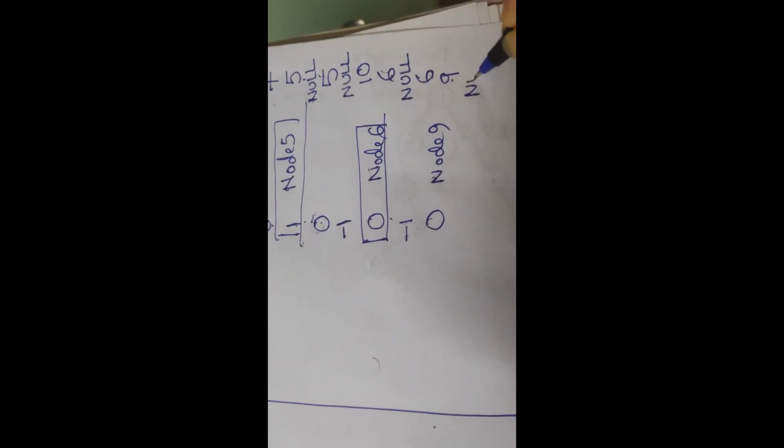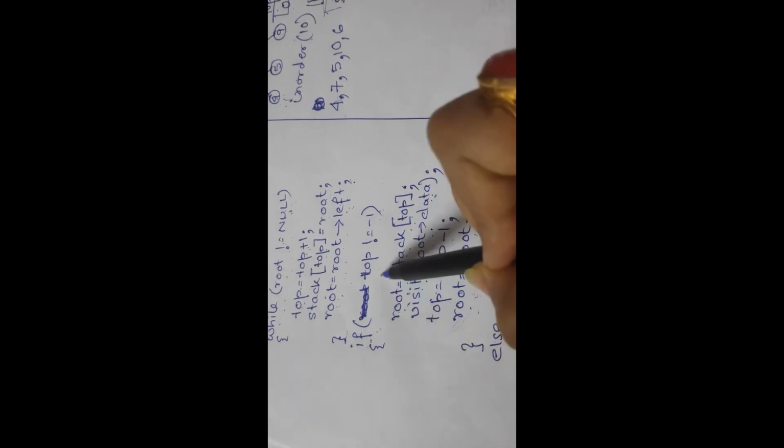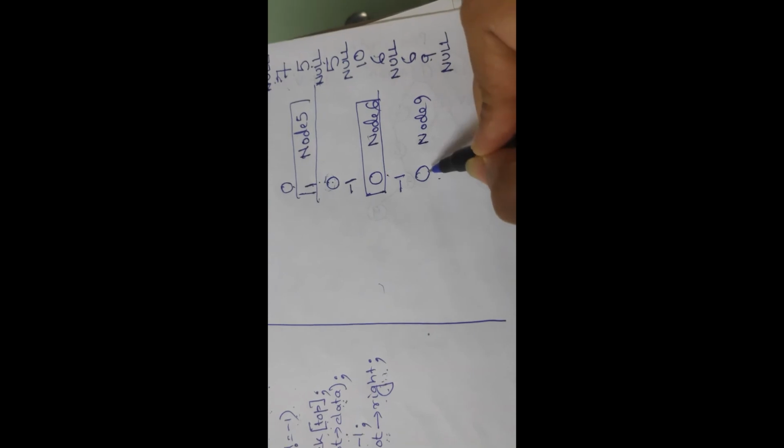Now what is there on the left hand side of 9? Left hand side of 9 is null. So null is the new root. So again we go back to the while condition. While root not equals to null, it becomes false. So we come to the if condition. If top not equals to -1, what is the value of top? Value of top is 0.